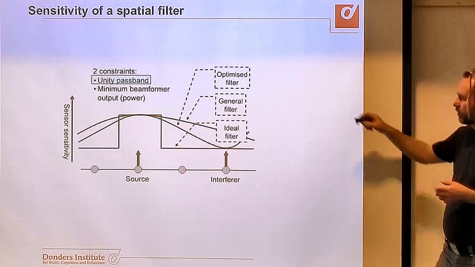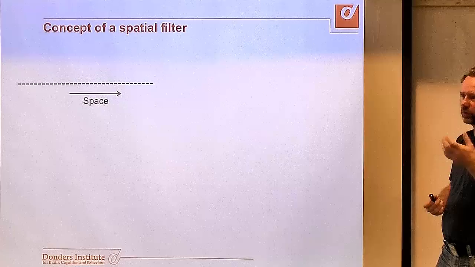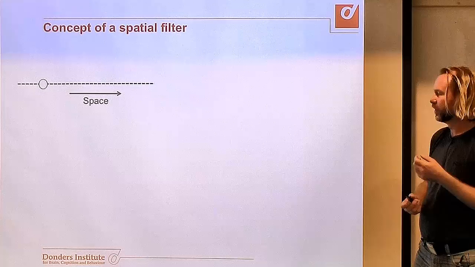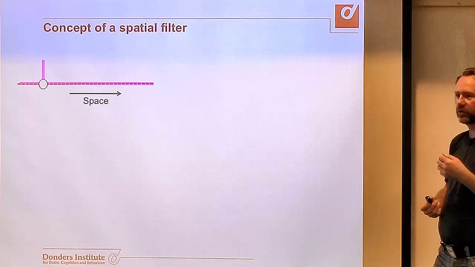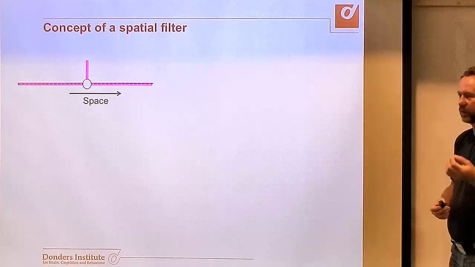So ideally, we want to have a unit passband. For the source of interest, we want to fully see it, and unit passband is easy to achieve. If you look at space, then the ideal spatial filter would look like this. If this is where the source would be, this is the activity that it would pick up. And at another location, this is the activity that it would pick up.